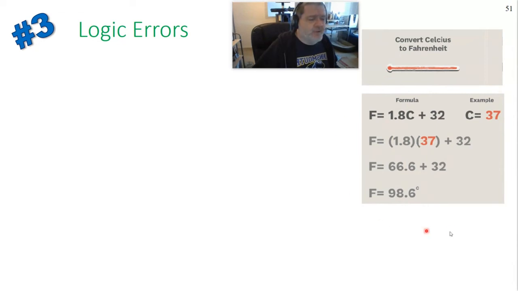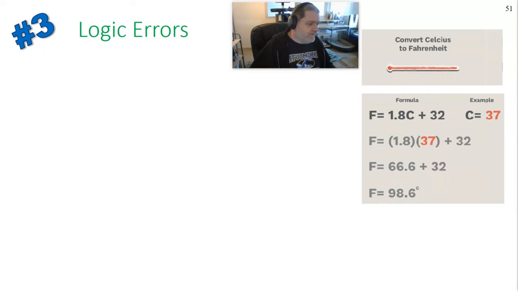So I explained to you a formula to use to compute a conversion from Celsius to Fahrenheit. And then I gave you an example that you can use as a test. When you write your code, if I give you a temperature of 37 Celsius degrees, you should spit out an answer which is 98.6 degrees Fahrenheit.